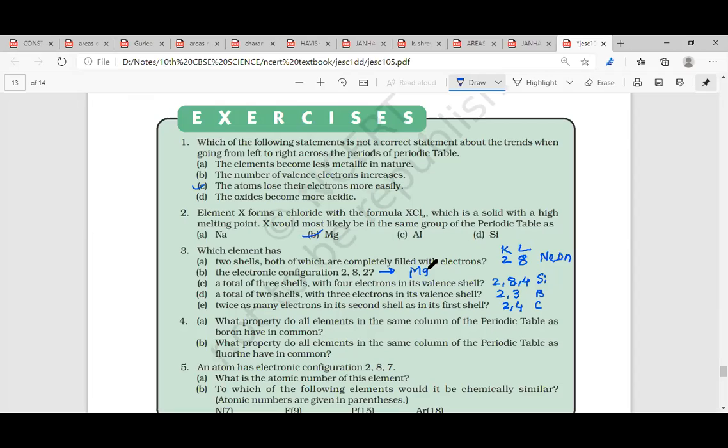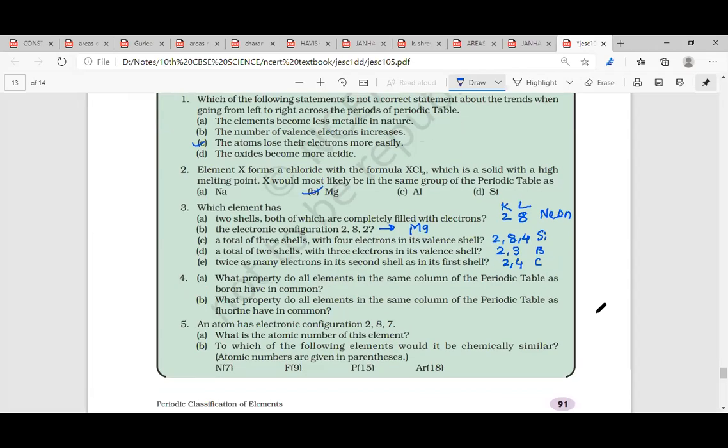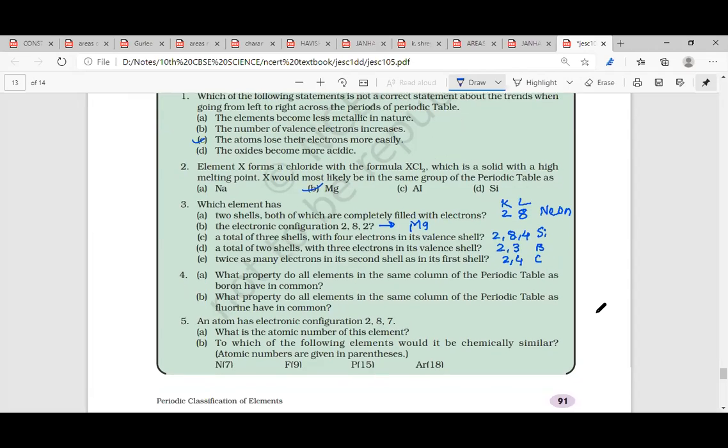Then what property do all the elements in the same column of the periodic table as fluorine have in common? It's the same thing, the same valence electrons, but how many? 7 valence electrons. They are halogens. Valency 1. And with valency 1 they have similar chemical properties. And all of them are electronegative.